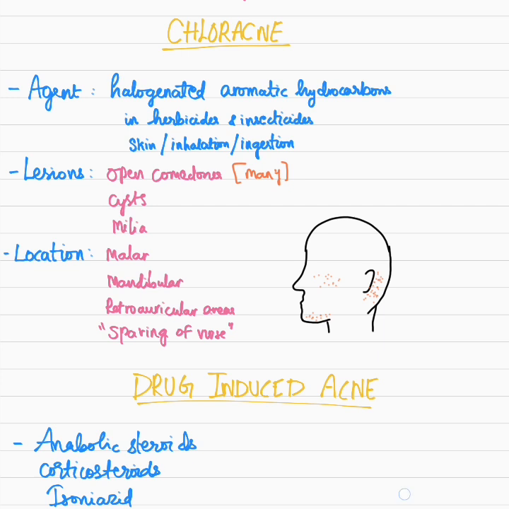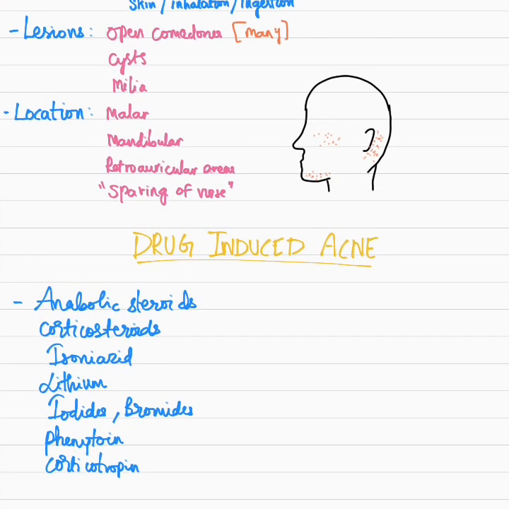Coming to drug induced acne, certain drugs such as anabolic steroids, corticosteroids, isoniazid, lithium, iodides, bromides, phenytoin, and corticotropin can also cause acne.